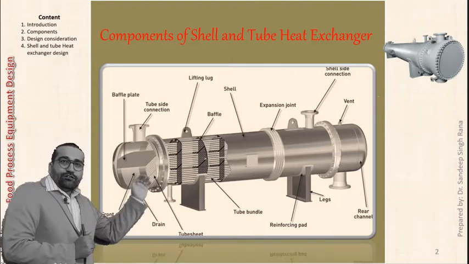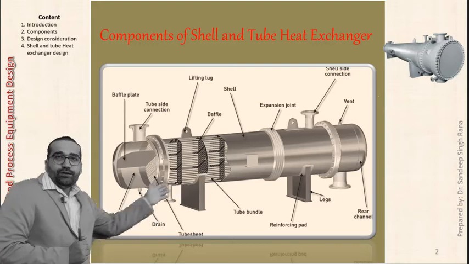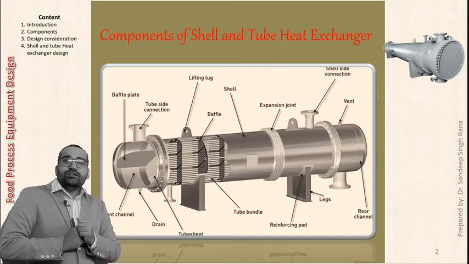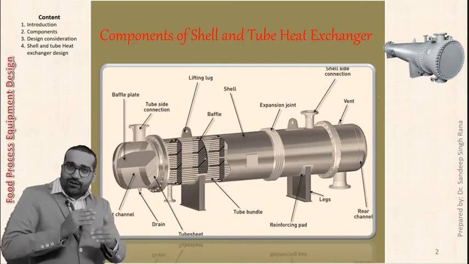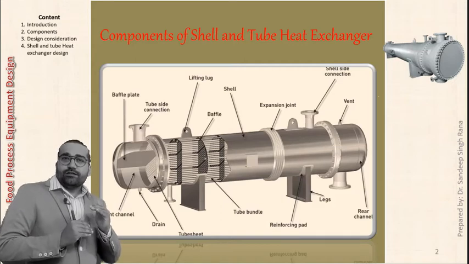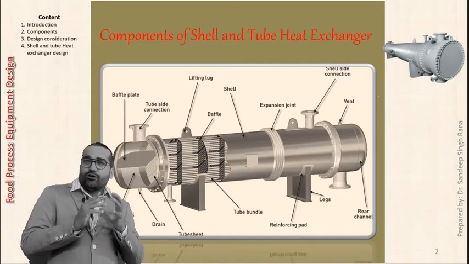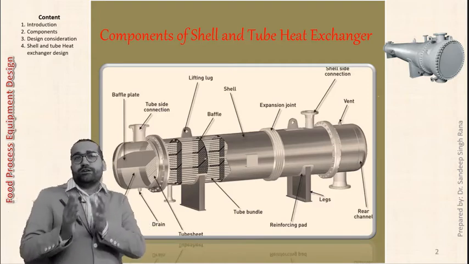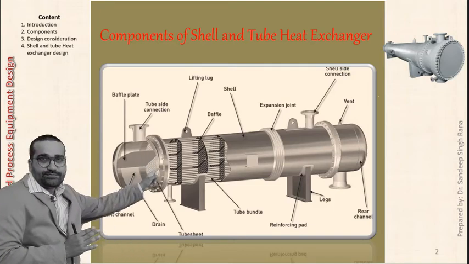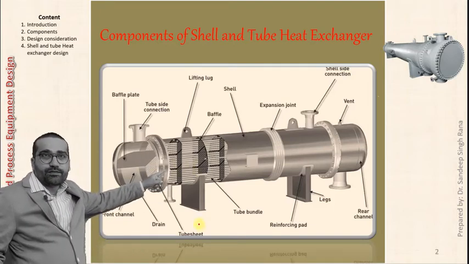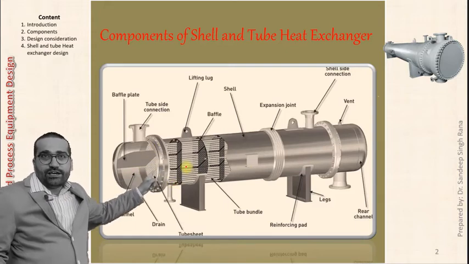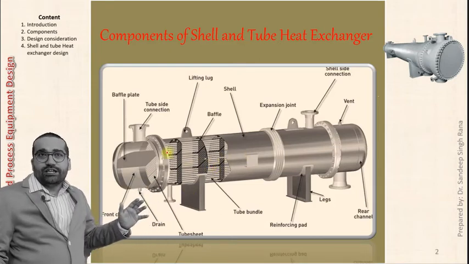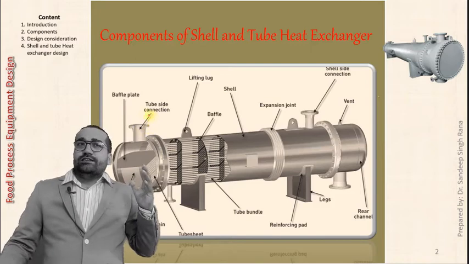So here we can see the various components of shell and tube heat exchanger. The thing is, the shell and tube heat exchanger is a very simple one, and its design is also very simple. There is not much complication in designing the shell and tube type heat exchanger. There are only a few major parts. So first one is shell, which we can see here. The next one is tubes, which is inserted inside the shell.